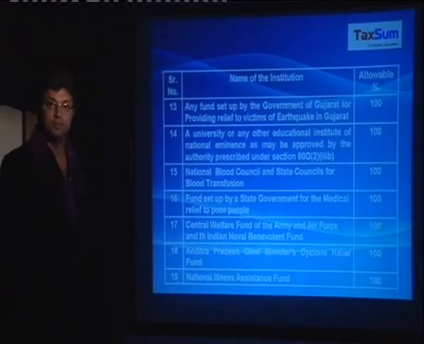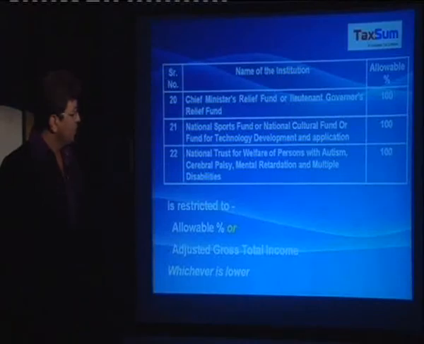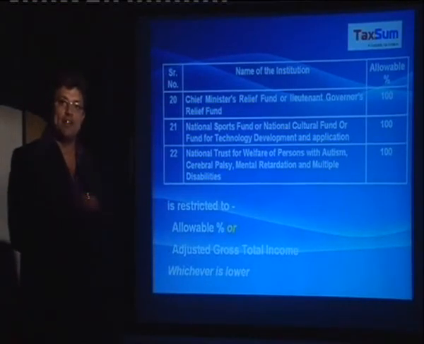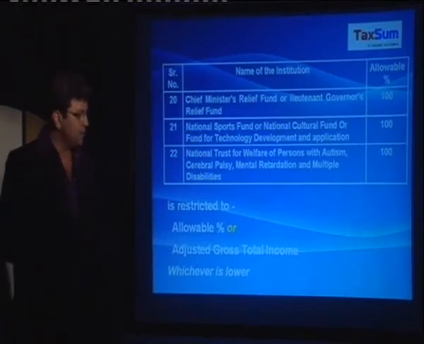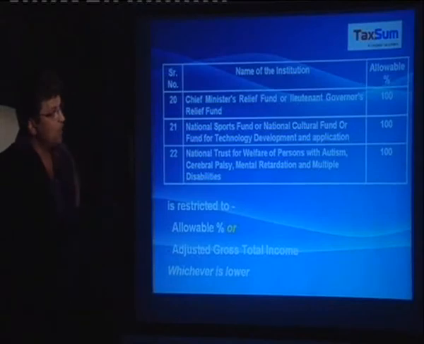(13 to 19), and up till 22. If donation is made to these institutions, then deduction would be calculated as specified herein. That is, first of all, if I make a donation of, say, 1 lakh rupees, then how would deduction be calculated? In the last column, allowable percentage is specified.